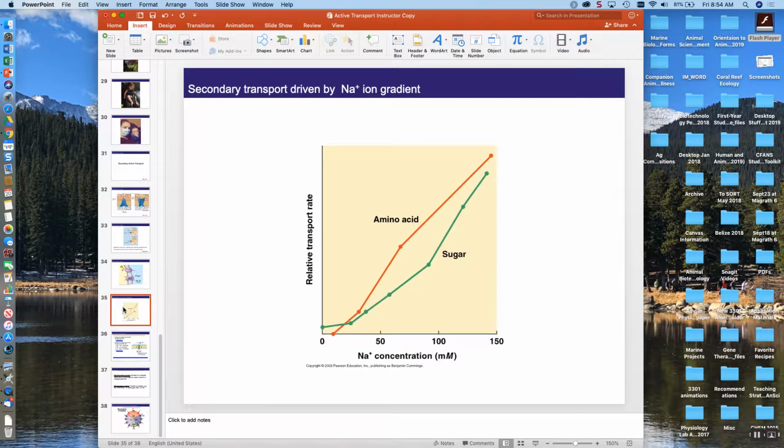And this is interesting. This is just a graph that shows you that as you increase the concentration gradient, you're increasing the energy for the transport of another molecule like sugars, glucose, sucrose, or amino acids. So as you increase the sodium gradient, you increase the transport rate of these other molecules.